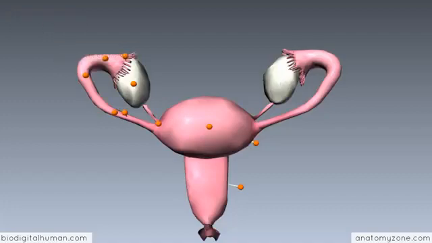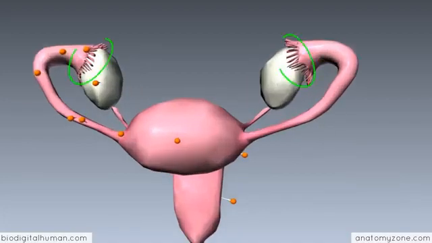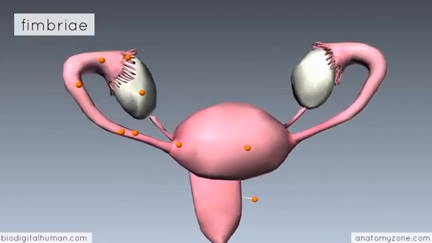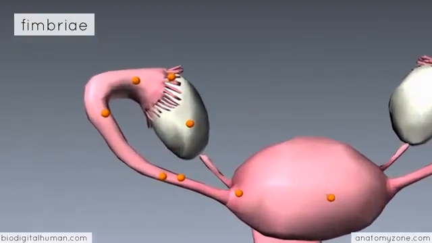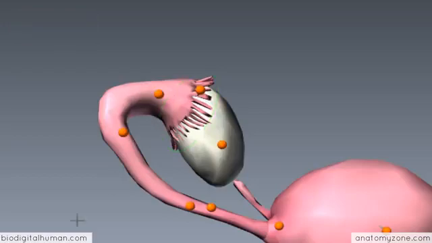And what happens is that the fallopian tube has these finger-like projections distally, which are known as fimbriae. So you can see these little finger projections coming off the distal end of these tubes, which are known as the uterine tubes. And these fimbriae are responsible for wafting the egg that's released from the ovary into the tube.